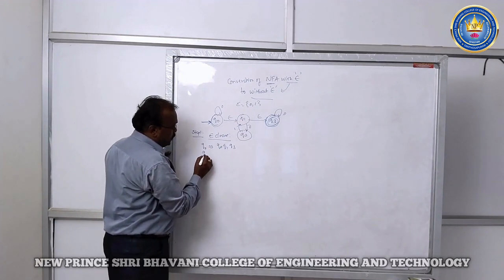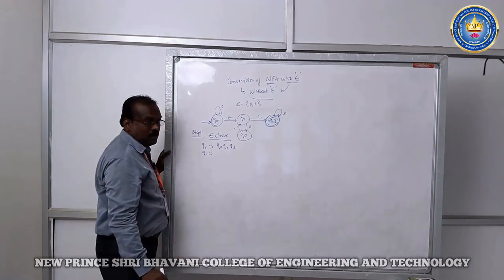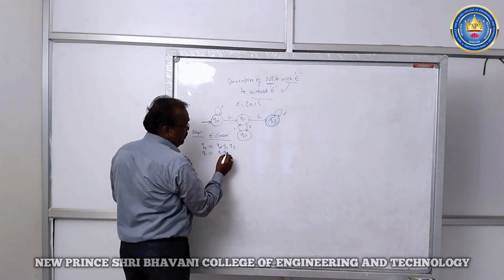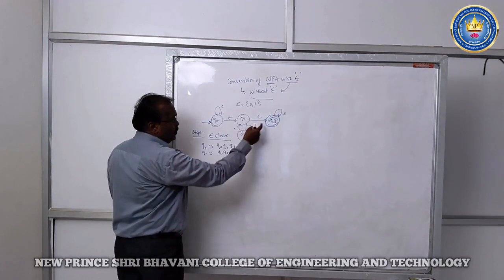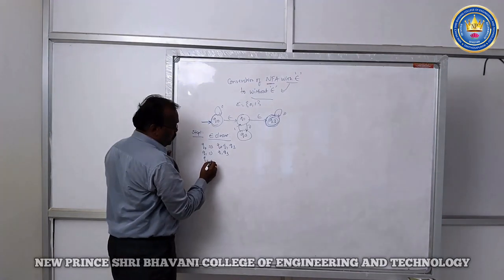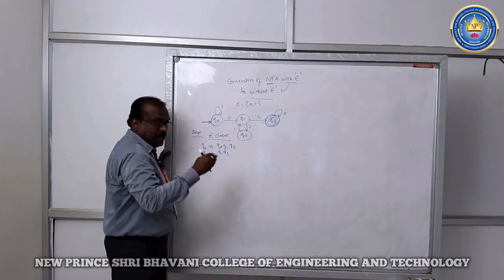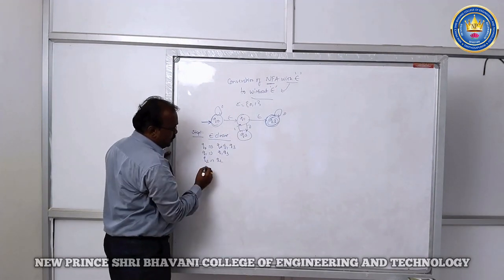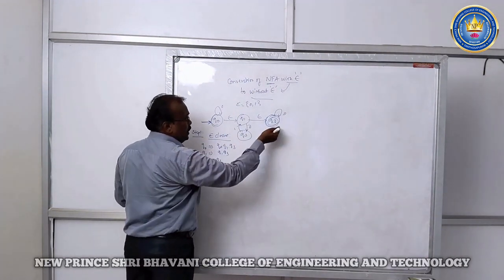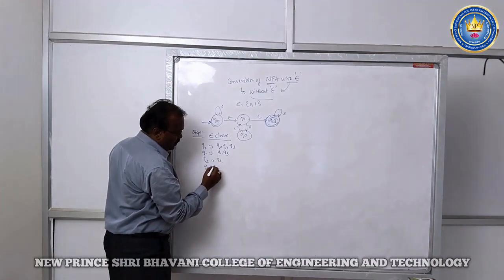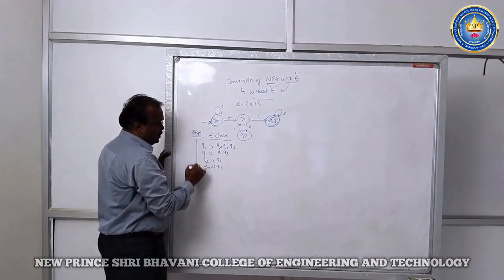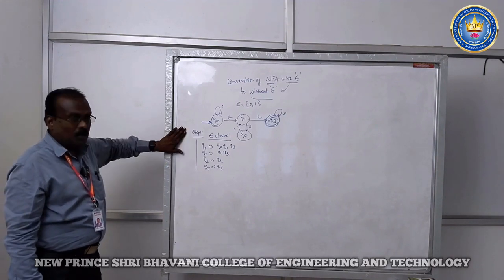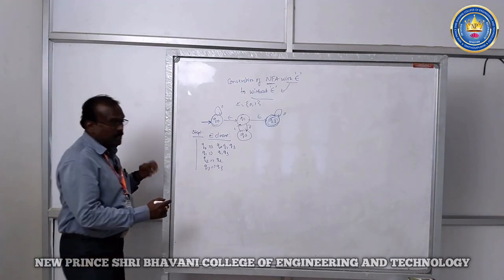Next, for state Q1. What is the epsilon closure of Q1? The epsilon closure of Q1 is Q1 and Q3, right? Next, Q2: there is no epsilon path, but it has its own self transition. So that is Q2. And Q3 also has no epsilon path, but it has its own self transition. So this is Q3. This is the epsilon closure. This is the first step. So the first step is already finished, and now we are going for the second step.